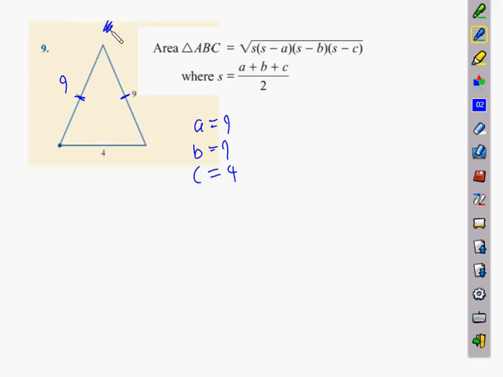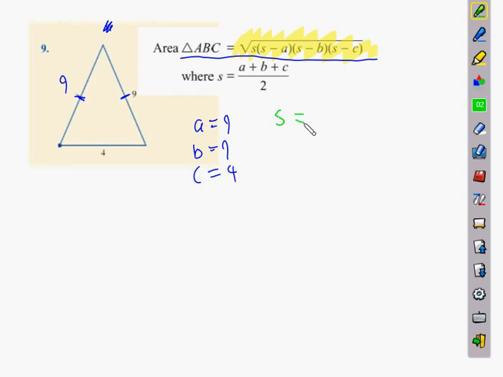Now guys, the area is this formula here, but there's something called S that we haven't got a clue about. We don't know what S is. So there's a formula for S directly underneath. This is all in your tables. So to get the area of a triangle when you have three sides, this is how you do it.